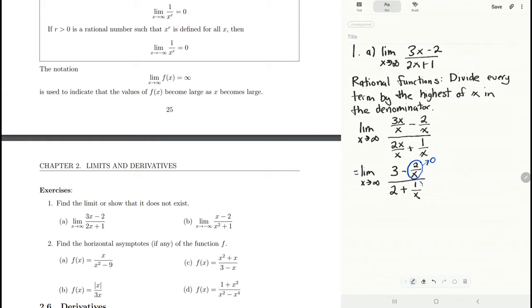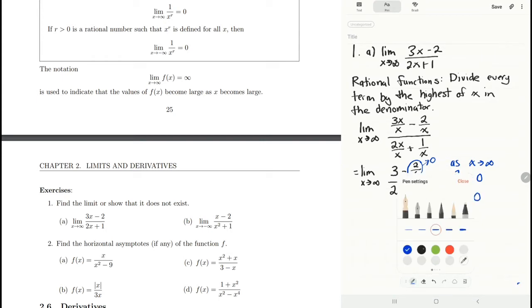Similarly, if we take 1 and divide it by x, as x goes to a very large positive number, then 1 over x will also go to 0. So as x goes to infinity, 2 over x will go towards 0, and the same thing happens with 1 over x. And this is due to our theorem that we discussed earlier.